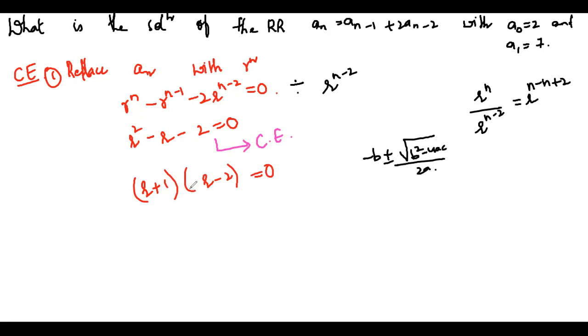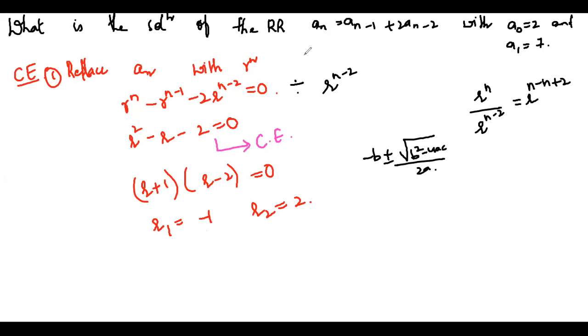Either use this formula or you can directly factorize it. Now, what are the values of r1 and r2? The values of r1 and r2 are as follows: r1 will be equal to minus 1 and r2 will be equal to 2. Now, the sequence an is a solution to the recurrence relation if and only if we get it in this form.